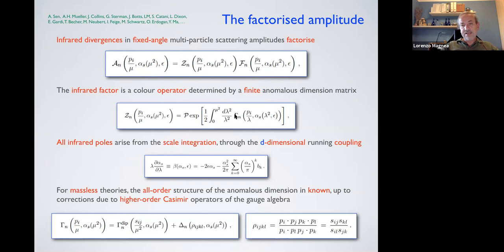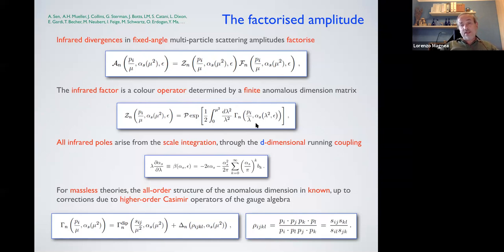I am using, rather explicitly, dimensional regularization. The gamma n is a finite color operator, and every single infrared divergence arises from the scale integration down to 0. I'm integrating to 0 scale, and the reason I can do that is because I'm using dimensional regularization and the d-dimensional beta function, with d equals 4 minus 2 epsilon and negative epsilon.